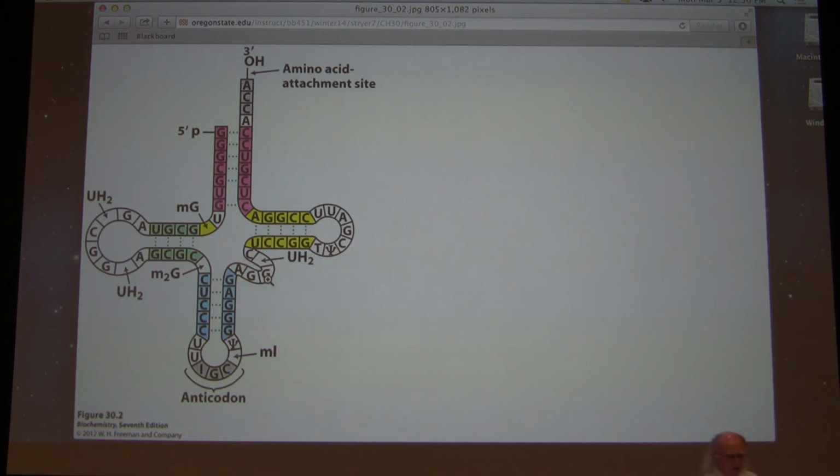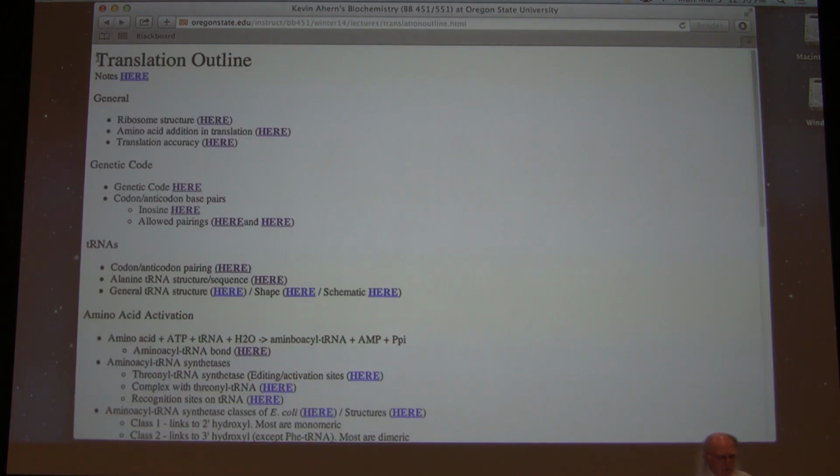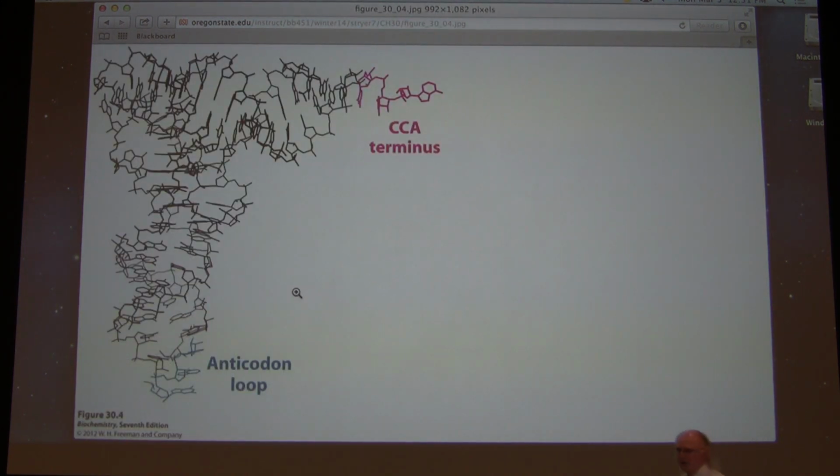Well, the answer to this question became quite obvious after people looked at the shape of this guy in 3 dimensions. When they looked at it in 3 dimensions, they discovered it's not a flat, planar structure where this guy is way up here at the top and this other guy is down here at the bottom. In fact, it's bent so that it's more like this. There's the terminus, and there's the anti-codon loop. And this distance is about the size of a Teri enzyme.